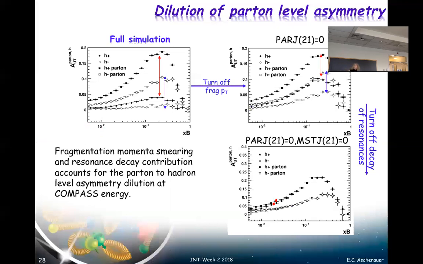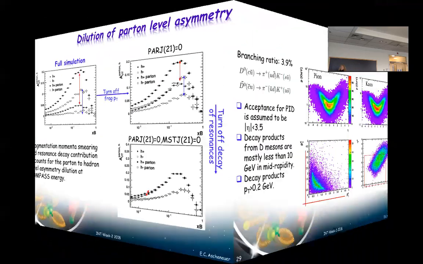And you see this here because I have done different things. I turned off fragmentation, and I turned off this, basically this PARJ 21 means I have no particles like rhos and so on, and then I turned on the fragmentation. And what you see is that the resonance decays are the ones which, at least in the COMPASS kinematics, give the biggest smearing.